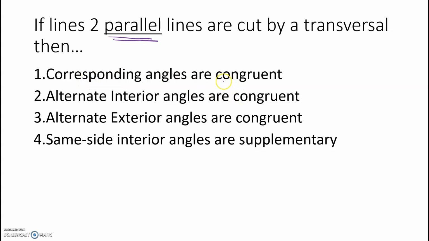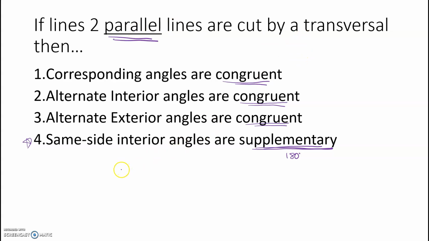Corresponding angles are congruent. Alternate interior angles are congruent. Alternate exterior angles are congruent, are equal. Same side interior, those ones are a little bit weird. Those ones are supplementary. If you think back to a few lessons ago, supplementary means they should add up to 180 degrees. So once those lines are parallel, fun stuff happens.